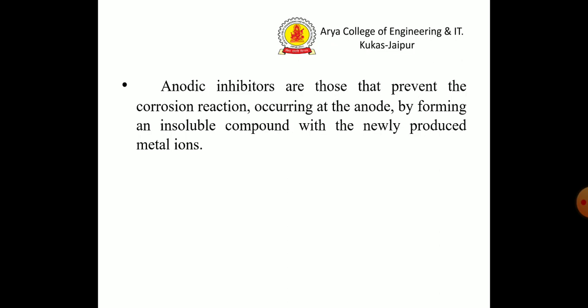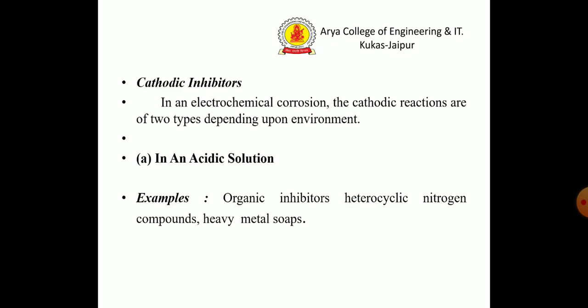Anodic inhibitors are those that prevent the corrosion reaction occurring at the anode by forming an insoluble compound with the newly produced metal ion. Next is cathodic inhibitor. In electrochemical corrosion, the cathodic reactions are of two types depending upon environment. In acidic solution, examples are organic inhibitors such as heterocyclic nitrogen compounds and heavy metal soaps.